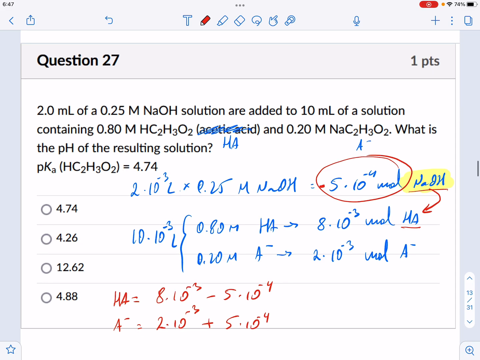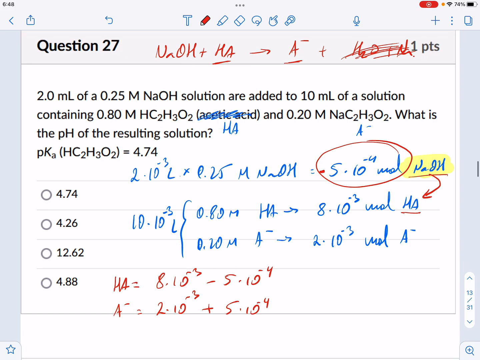So in case you want to verify that that's the case, then sodium hydroxide plus HA goes to A minus plus water plus sodium, which we don't really care about those two. All right, so the main protagonists here are HA and A minus. So the changes are going to be negative for HA, positive for A minus.